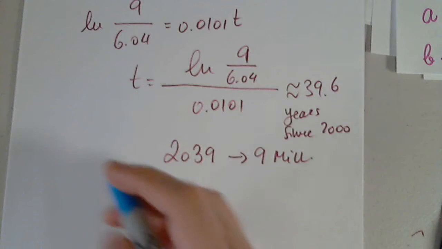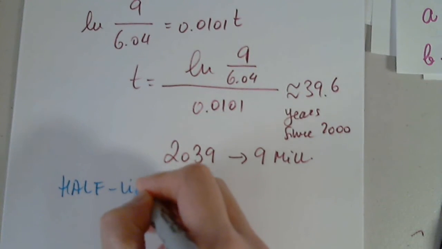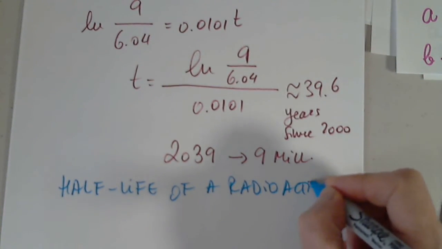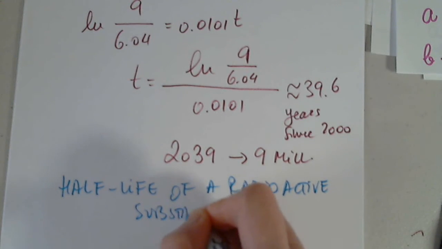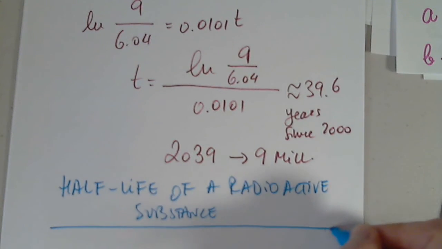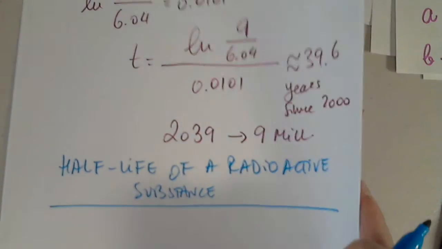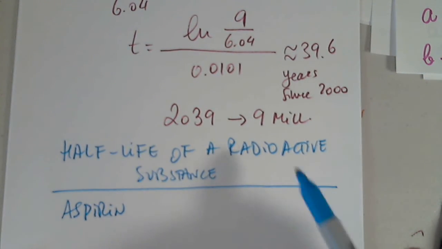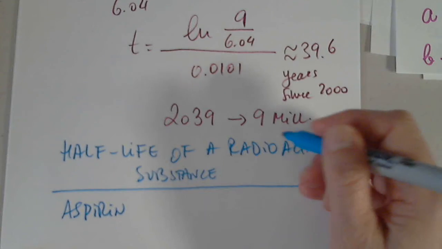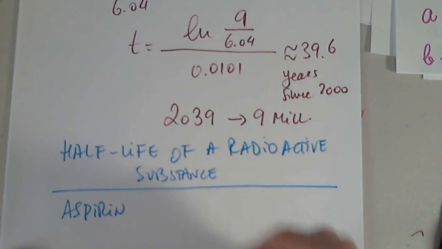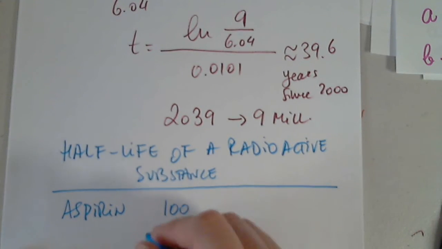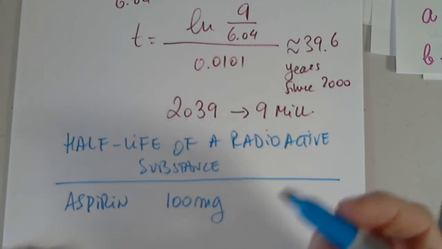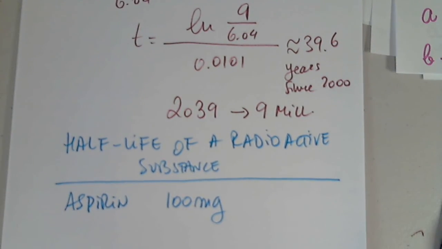Let's analyze something called half-life of a radioactive substance. And the example I like to give is aspirin. It's not a radioactive substance per se, but let's assume I take right now 100 milligrams of aspirin, and I'm just making this up. Oh, actually, there is a problem. I may not make it up.